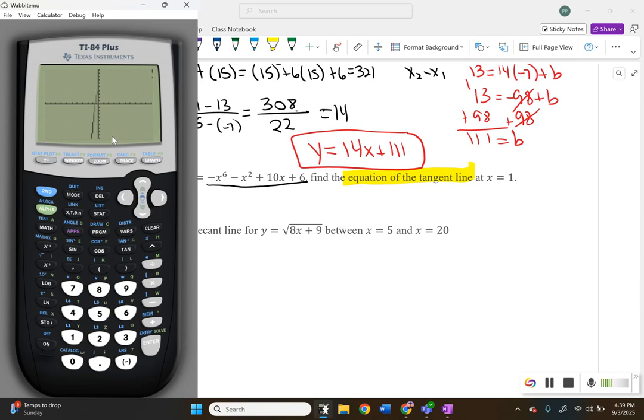And then once it graphs, I'm going to go to second program. So second PRGM. Choice number 5 is tangent. And then I need to tell it where, and it says that x equals 1. So I'm going to type 1, enter. And it draws it. And it says at the bottom y equals 1.99999. That's 2. So y equals 2x plus, and then 12.00000, that's 12. So y equals 2x plus 12.